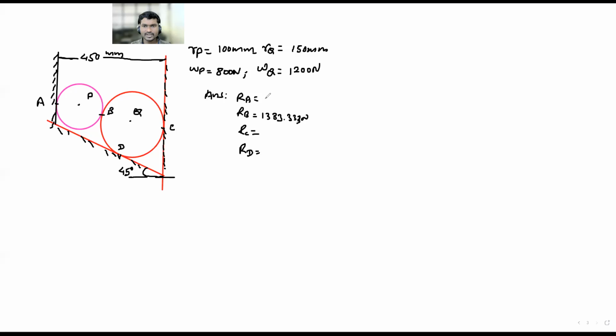RA is about 1066.66 or 67, if you round up it will be 7. Then RC is 3066.667 newtons, and lastly the reaction RD is 2828.43 Newton. Okay, I am expecting that you should go for this one as a homework.